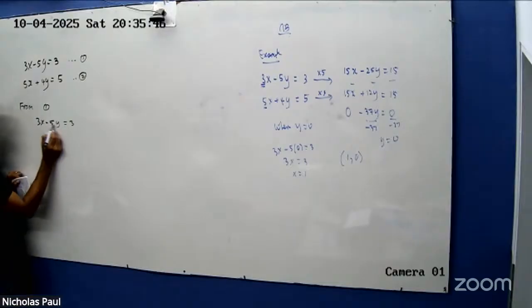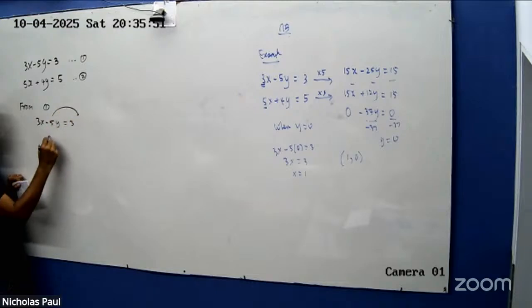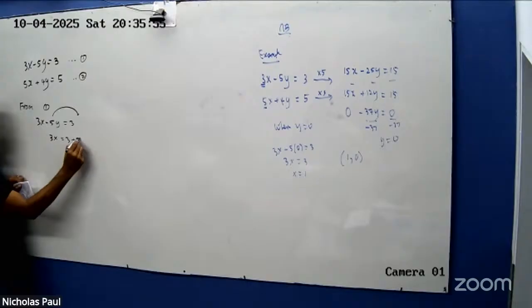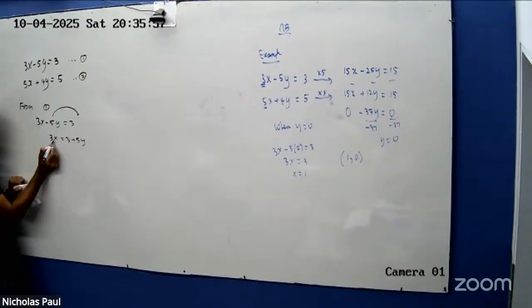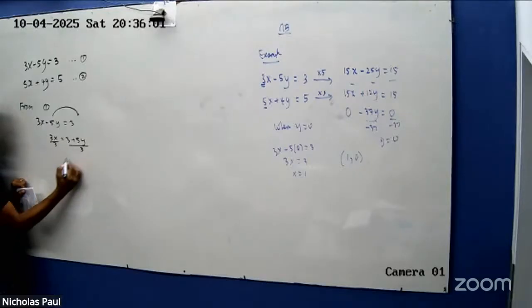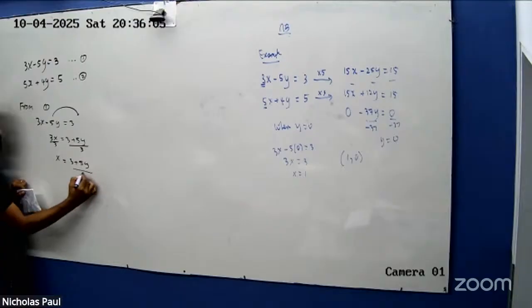So minus 5y, what to do with that? Move it across. So minus 5y becomes plus 5y. This is multiplied by 3, so I divide by 3 here and divide by 3 here. So x is equal to 3 plus 5y over 3.